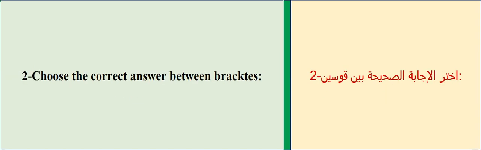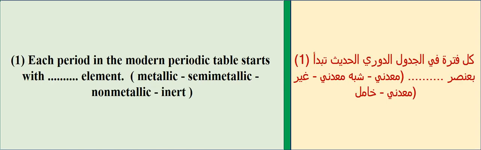2. Choose the correct answer between brackets. 1. Each period in the modern periodic table starts with an element: metallic, semi-metallic, non-metallic, inert.